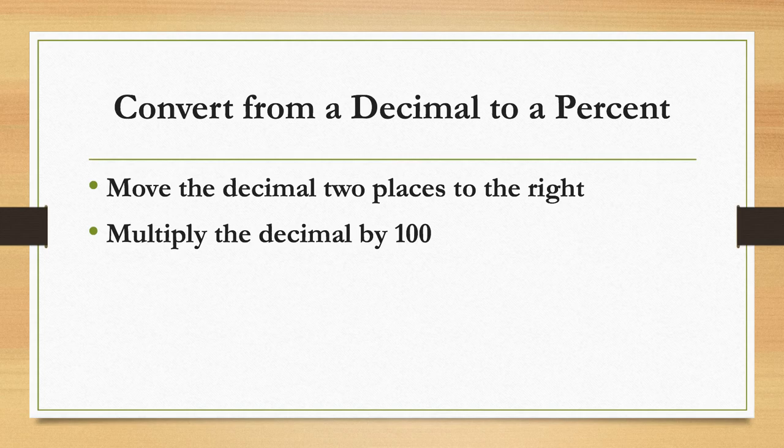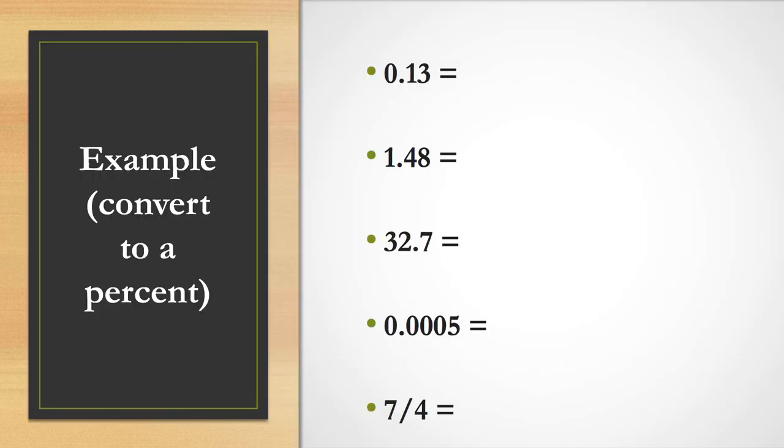So if we begin with a decimal and we want to convert to a percent, we can do that in one of two ways. We can either move the decimal 2 places to the right, or we can multiply the decimal by 100. Let's look at some examples.